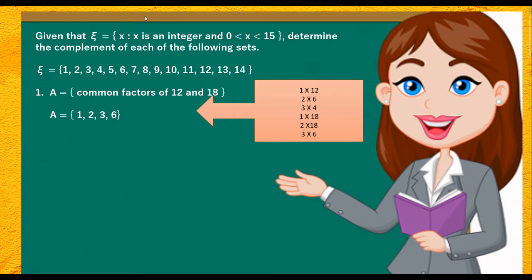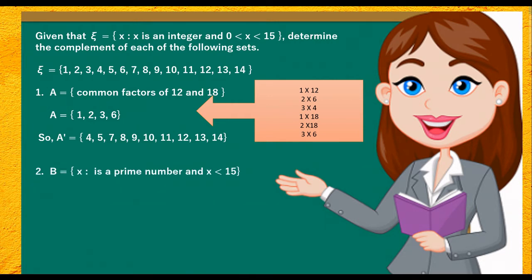So, what is my complement set for this set A? My answer will be the numbers other than 1, 2, 3, 6. The rest of the numbers will be my answer, which are 4, 5, 7, 8, 9, 10, 11, 12, 13, and 14. This is how we call them the complement. Complement means it's not involved in A, so they are out of A. That's why they are inside the complement set A.